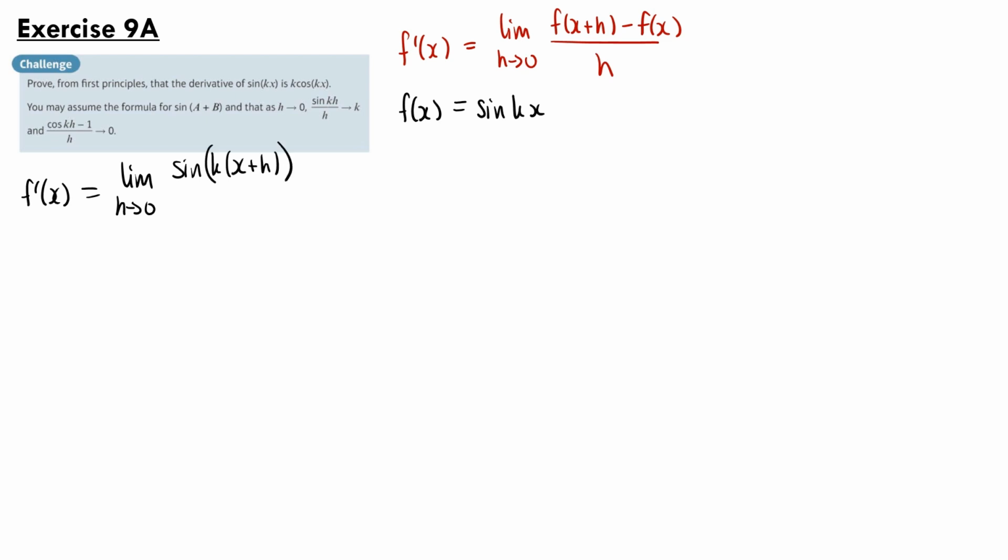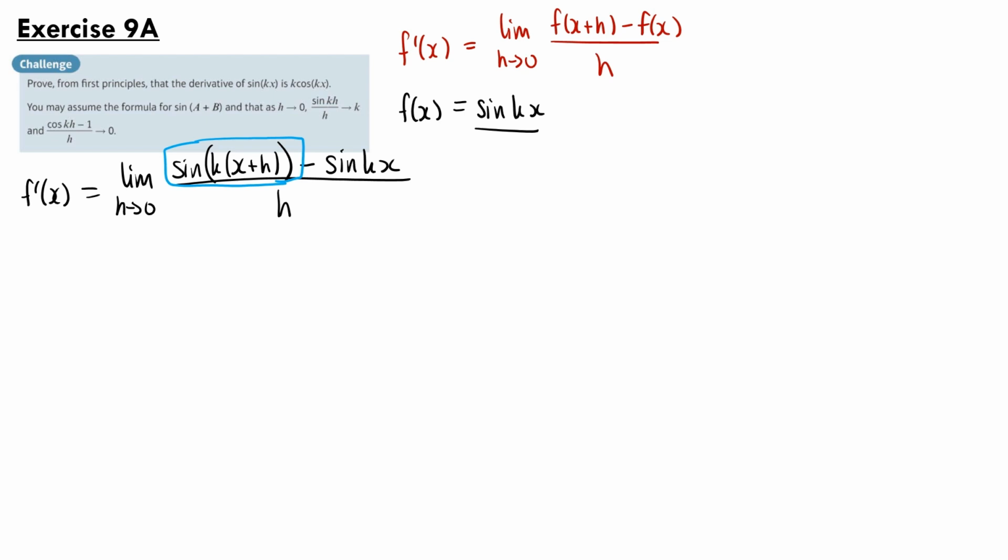Note that we've got sine of kx in f of x, and we're replacing the x with x plus h, so we need to multiply all of the x plus h by the k. And then we're going to take away f of x, which is just sine of kx, and that's going to be all over h. And now at this point, the bit that's jumping out at me to try and work with is this sine of k lots of x plus h.